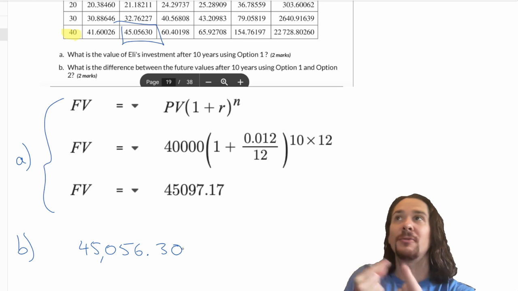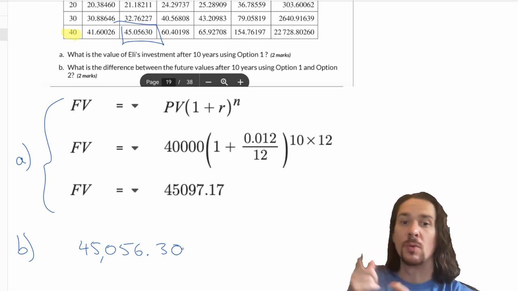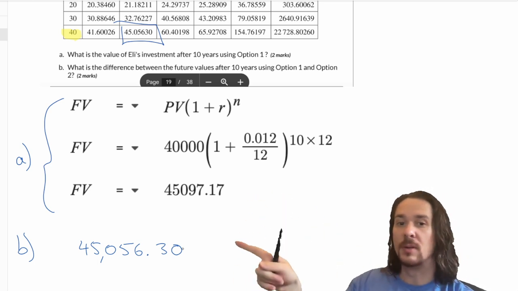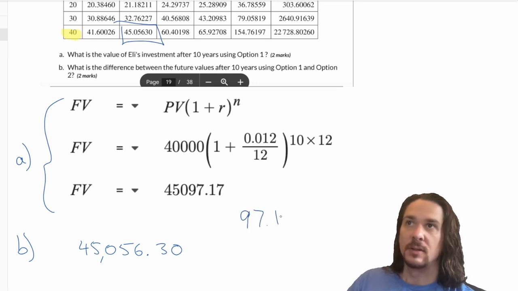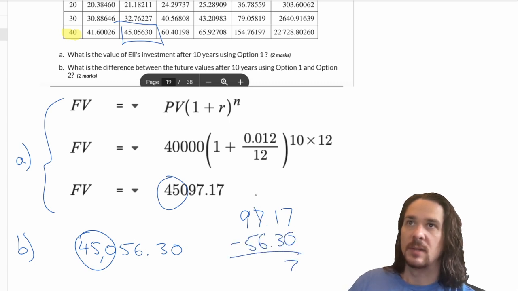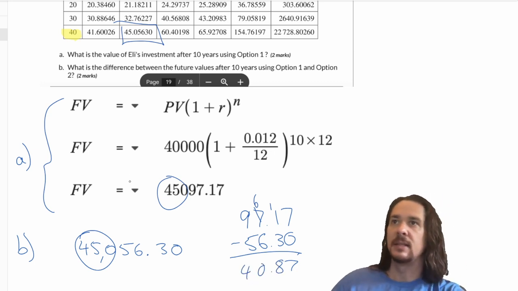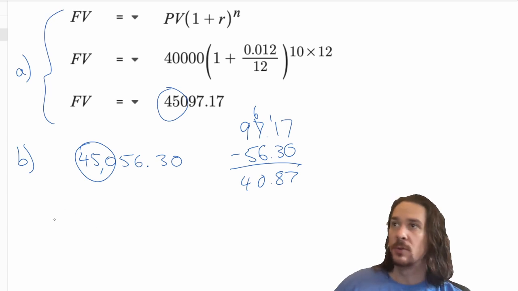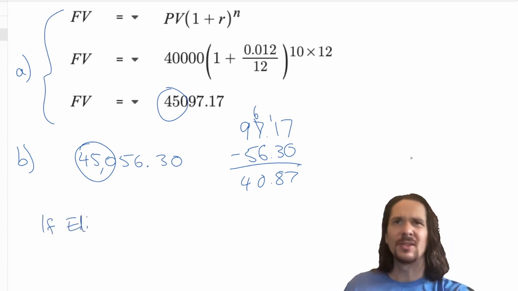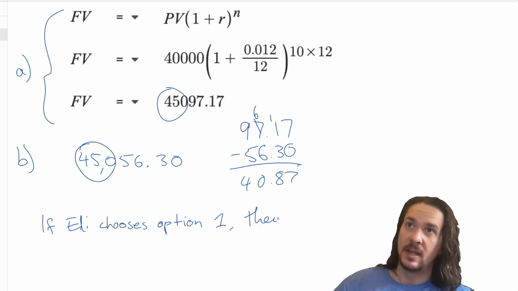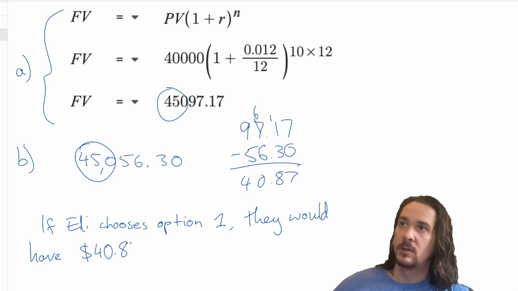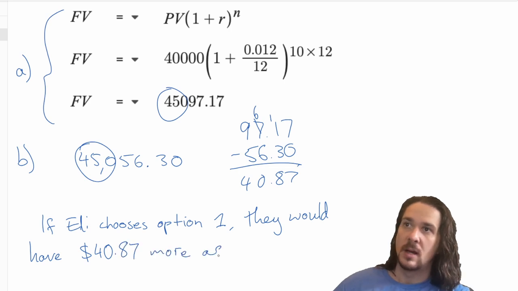Now, this is not what we've been asked for. We've been asked the difference between the future values. So we're really looking for what's the difference between these two numbers. So we could say $97.17, right? Because you can see that the 45,000, that's the same, minus $56.30, 7, make that a 6, put a 1 there. That's going to be 804, $40.87. To answer this question, I'm going to say if Ellie, is it Ellie or Eli? I'm starting to wonder if I'm saying it wrong. Chooses option 1, they would have $40.87 more after 10 years.